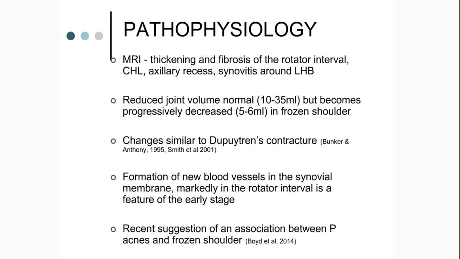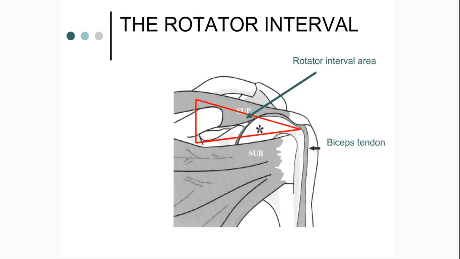There's a formation in the early stages of new blood vessels in the synovial membrane, and markedly in the rotator interval, which is the area that we're going to be mainly interested in. And also, and this could actually change the whole management and thinking of frozen shoulder, there's been a recent suggestion of an association with P. acnes, and that's more of an infective disorder. And if that is actually shown to be true, it could completely change how we manage this condition. But there's very little on that at the moment.